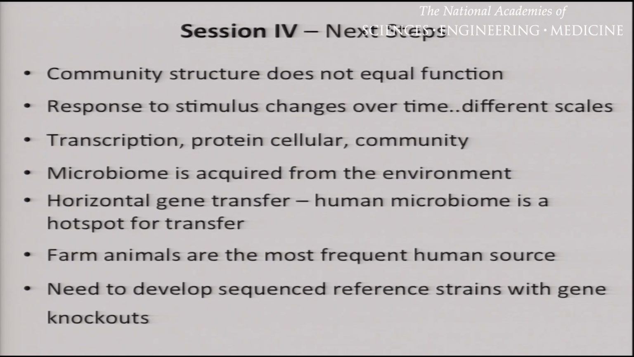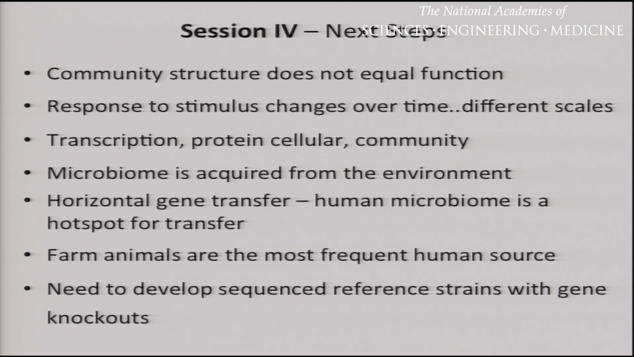So what are some of the next steps that we need to take? So community structure, one of the take-home messages for me is that the community structure does not equal function. Response to stimulus changes over time. So early responses will be transcriptional, later, and the time scales are different. So depending on what questions you need to ask, you need to decide when to take your samples. Horizontal gene transfer is an important part of it, and we haven't even looked at the effect of plasmids and phages and so on. And we haven't really talked very much about farm animals, which is the most frequent source of that.